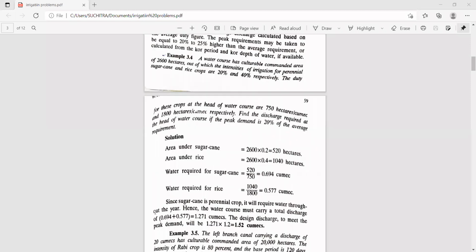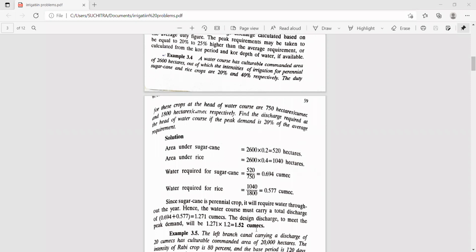Now the sugarcane is a perennial crop. It will require water throughout the year. Hence, the watercourse must carry a total discharge of 0.694 plus 0.577. That works out to be 1.271 cubics. Now, the design discharge to meet the peak demand will be about minimum 20%. So it works out to be 0.152 cubics.